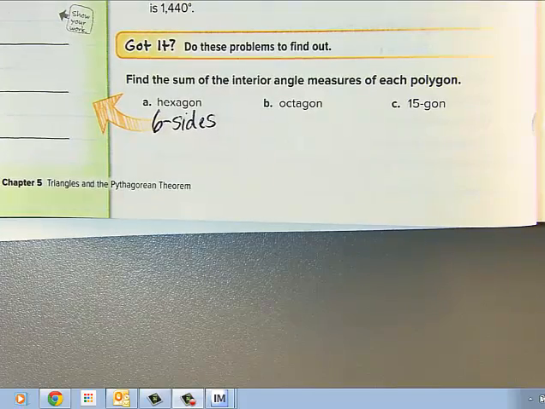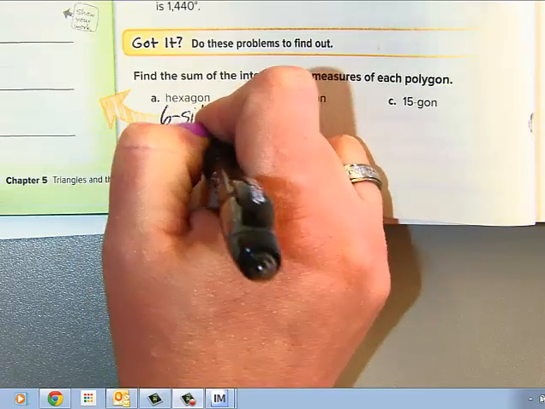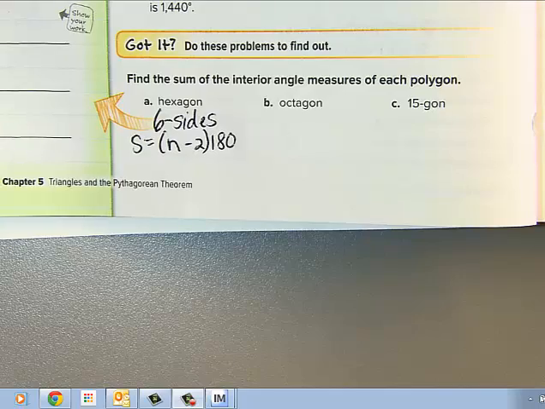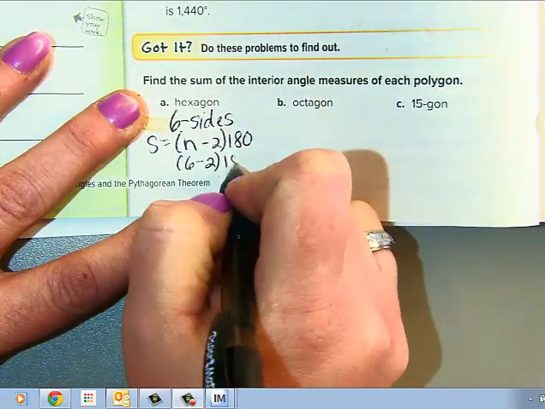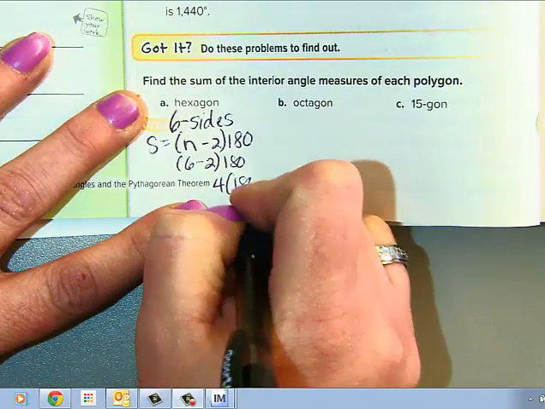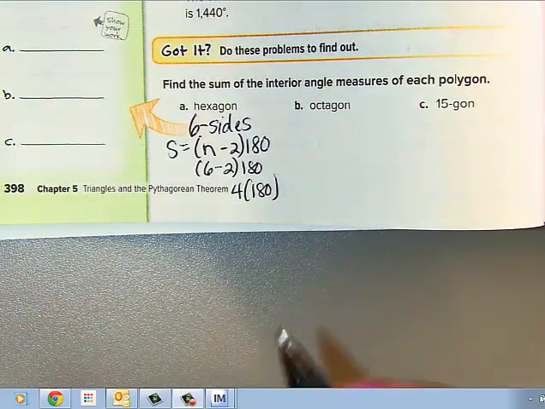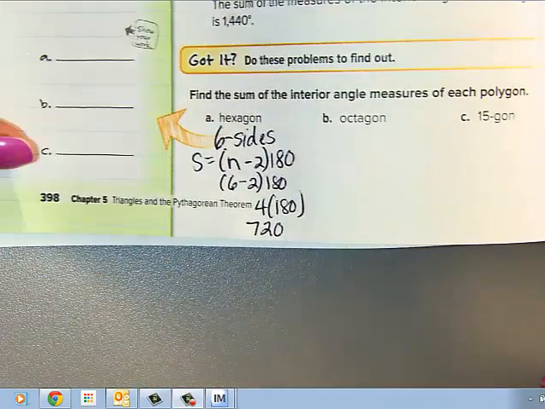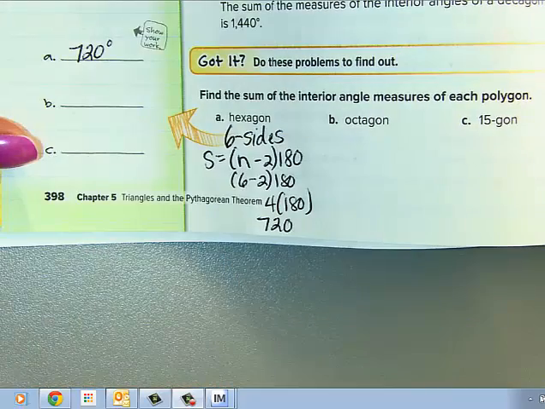And knowing that, remember the equation says I take the number of sides minus 2 times 180. Well, knowing that a hexagon has 6 sides, I have 6 minus 2 times 180. 6 minus 2 is 4, so then I have 4 times 180. And 4 times 180 gives me 720. So the inside of a hexagon should measure 720 degrees.